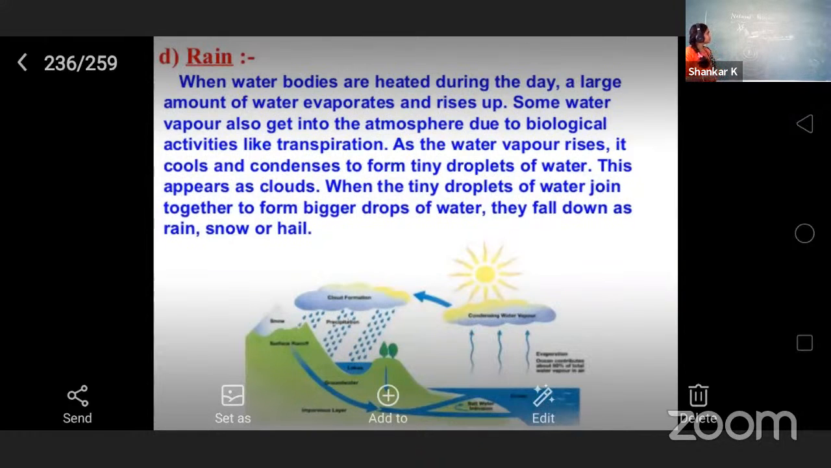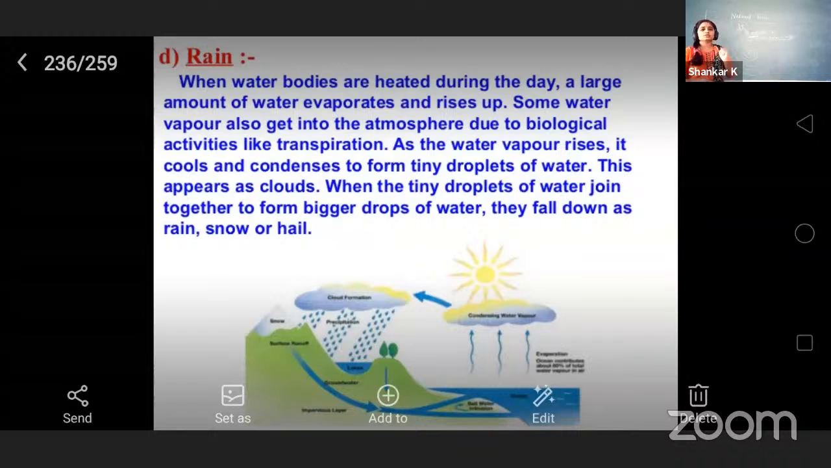Natural resources: the main thing is rain. Okay. If you want to get water, how do we get water? We get water from the rain. So in the rainy season, water is collected in rivers, lakes, ponds, and the sea. This water we use for our daily use.